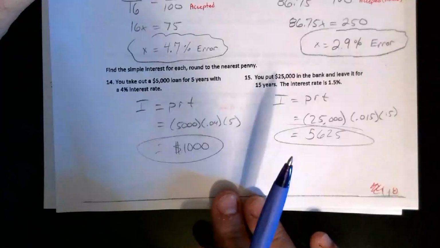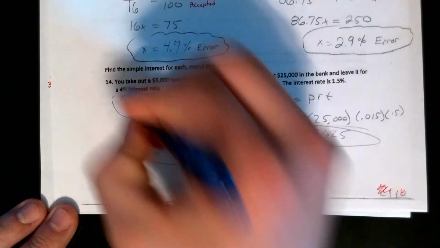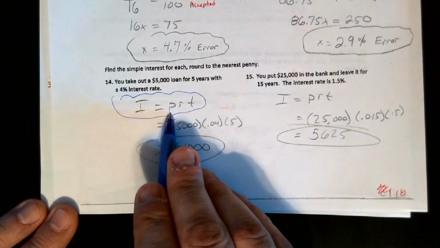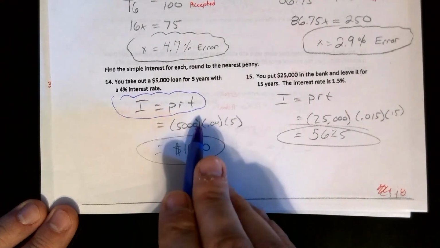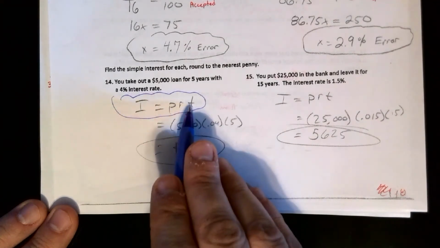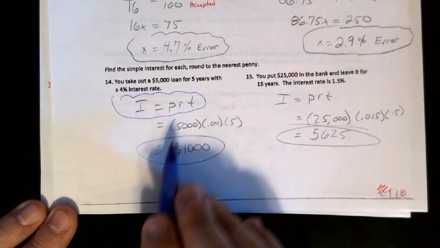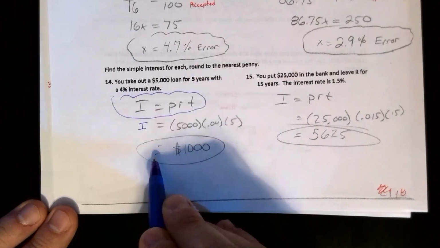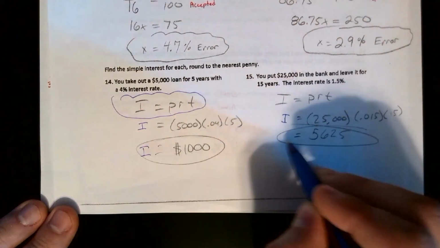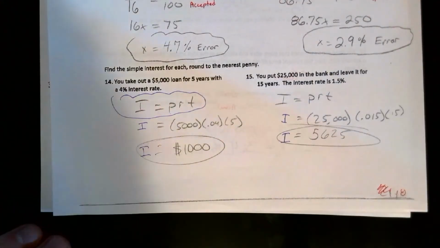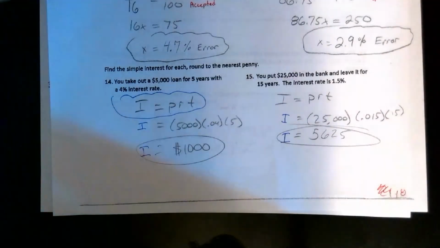14 and 15 were simple interest problems. This was the formula I equals PRT. Interest is equal to the principal, the original amount, times the rate, which is the percent as a decimal. So 4% here was 0.04. And T, time, is always the time in years. So you multiplied and found the interest to be $1,000 here. Interest is $5,625 on number 15. Again, pause it if I'm going too fast so you can check the work. So I showed all the steps.